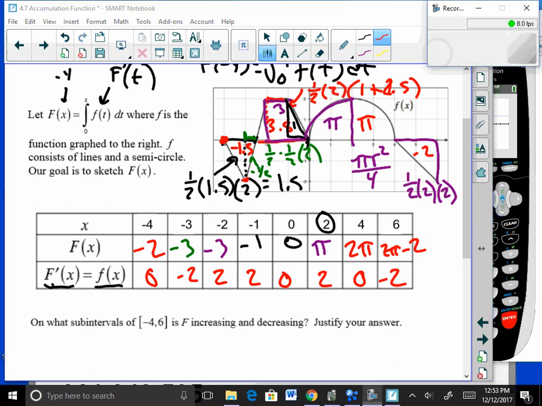That was hard. Okay, so it says on what subinterval from negative 4 to 6 is F increasing or decreasing? Justify your answer. How can you tell when F increases or decreases? When you talk about above the x-axis and below the x-axis, that's if you know its derivative. So when the derivative is positive, it's increasing. When the derivative is negative, it's decreasing. So it increases when F prime is greater than 0, decreases when F prime is less than 0. So can we now look and determine where it's increasing and decreasing?